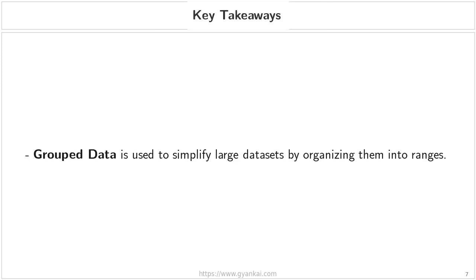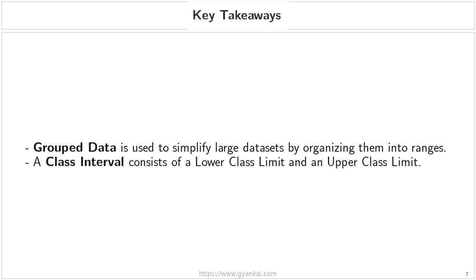First, remember that grouped data is our primary tool for simplifying large, overwhelming datasets. Instead of looking at a massive, unorganized list of individual numbers, we organize them into manageable ranges, which makes the data much easier to interpret. Second, we learned how to define a class interval. Every interval is composed of two essential parts: the lower class limit, which is the starting point, and the upper class limit, which is the end point of that specific range.